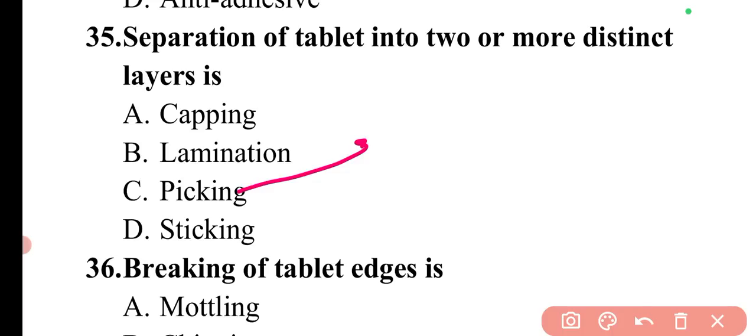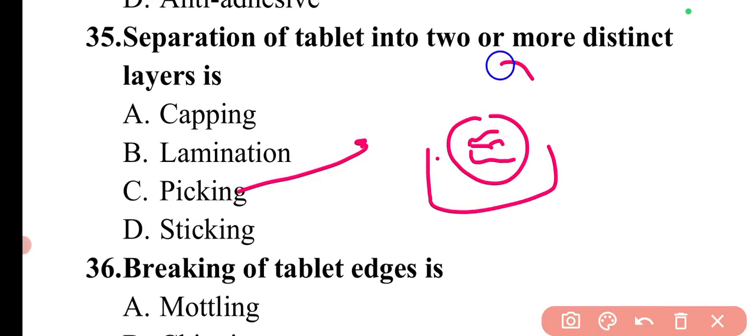Or what we can say is, like here we have a tablet. There is a logo and something like that. And when we are punching this thing, during punching the material will stick to the punch or to the die wall, so that thing comes under picking.